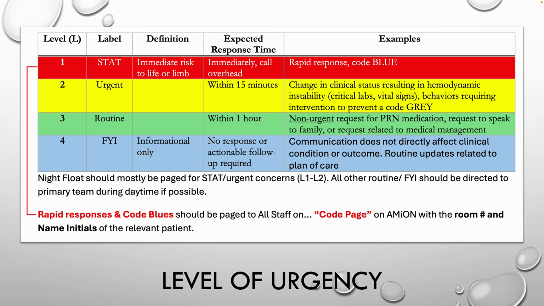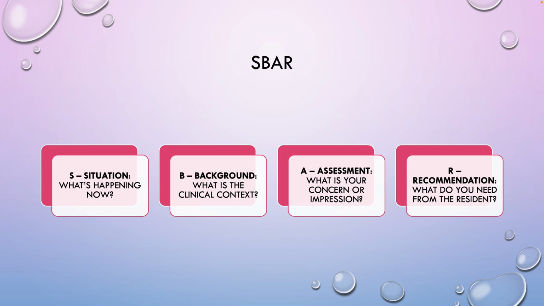And then I've written down here at the bottom what Gabe was talking about. Rapid responses and code blues are going to be paged to everyone. In that page, you'll have the room number and the patient's initial, so that at least we know what's involved with that situation. The level of urgency is one thing. The other piece is the short message that you'll get for clinical context.